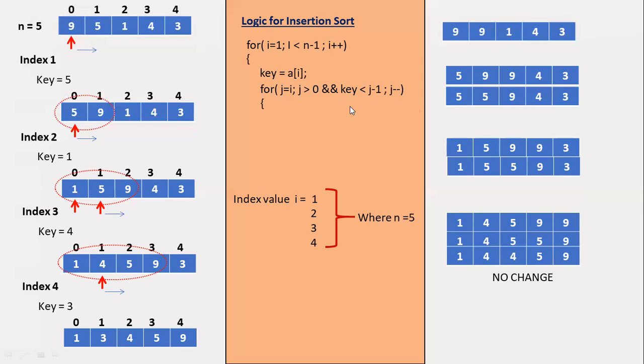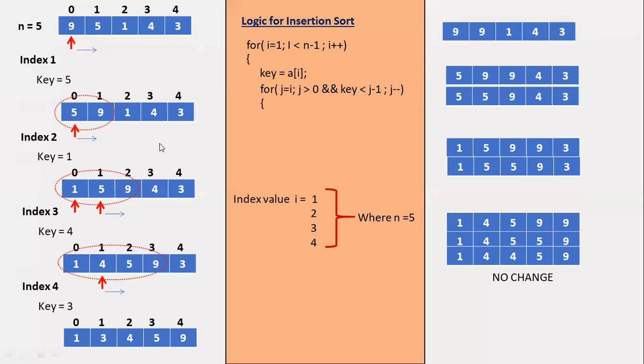Here j minus minus we are using because we have to decrement the j value. That is, we are moving from right side to the left side. While comparing, we are moving from right side to the left side. So we have to compare each element. Understood? So we have to compare each element.